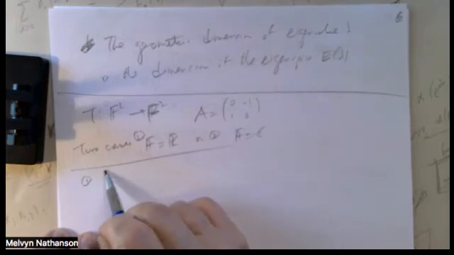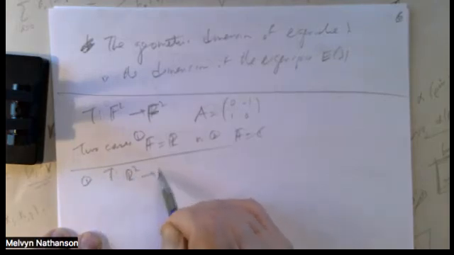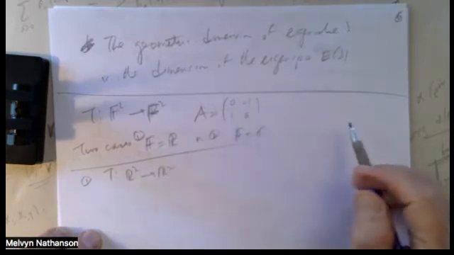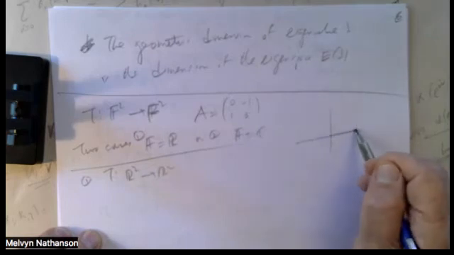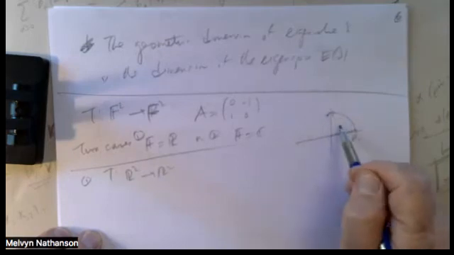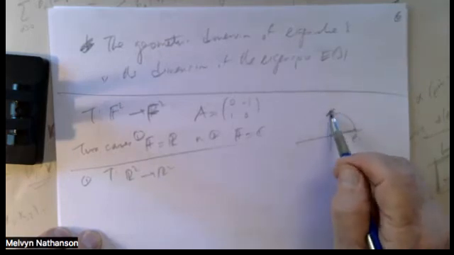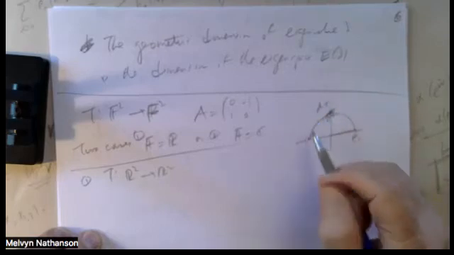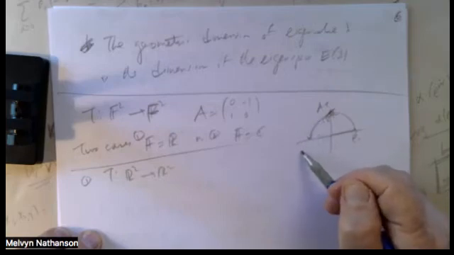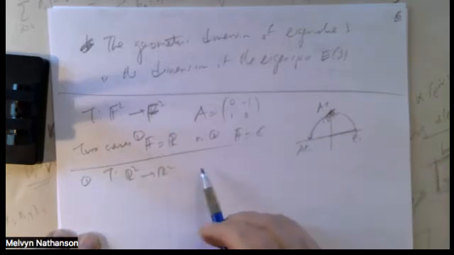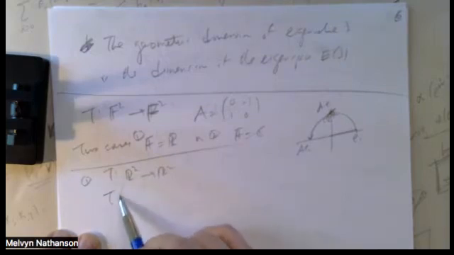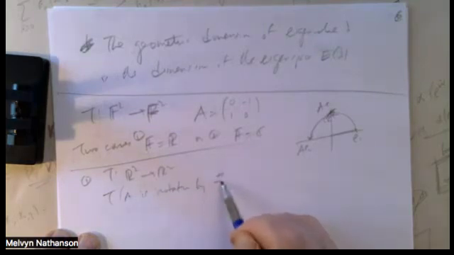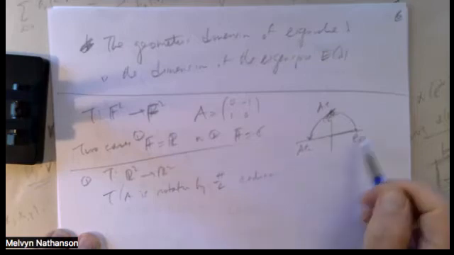So let's start with T as a map from the reals. So A of 0, 1, minus 1, 0, that means the vector E1 gets sent over to here. And the vector E2 gets sent to minus 1, 0. In other words, T, or A, is rotation around the origin by pi over 2 radians. Right?